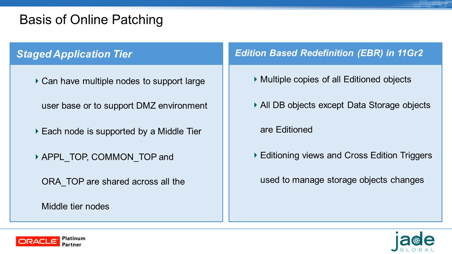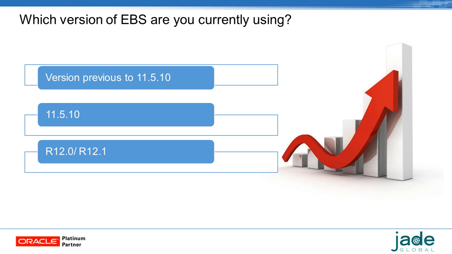So with shared APPL_TOP and with edition-based redefinition, online patching gives you a fantastic feature of not bringing down your servers, not bringing down your instances, and still completing your patching while keeping your users online too. So let's move on to the next slide and understand how it works.